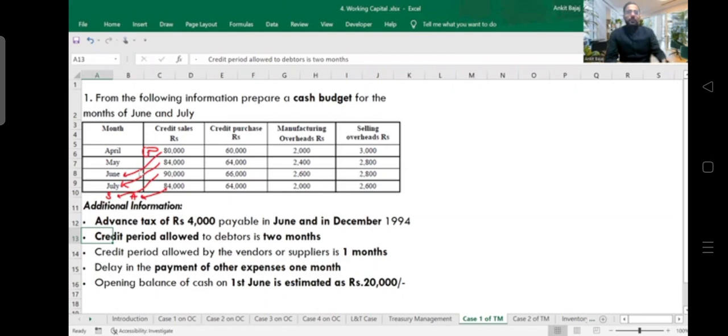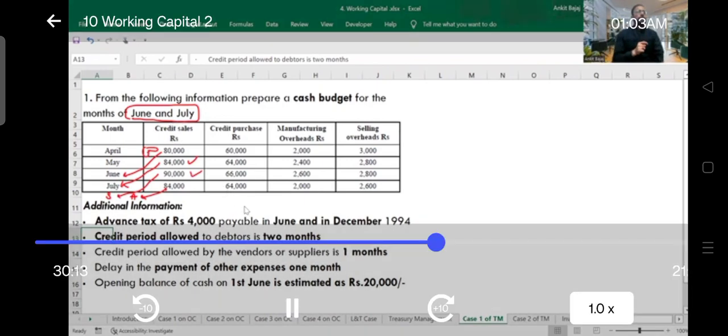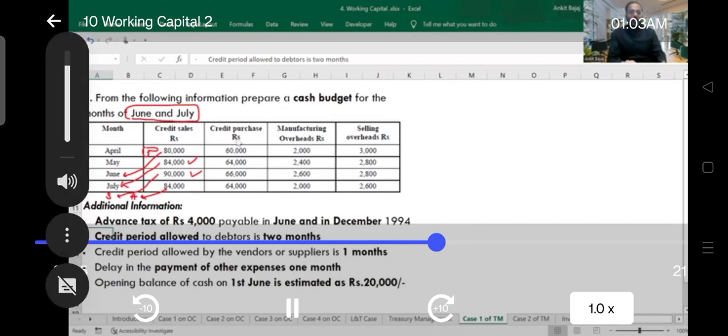So what we have to do is prepare the budget for the month of June and July. So you will be receiving 84,000 and 90,000 in the month of June and July. There will be a cash inflow of 84,000 and 90,000 in the months of June and July. Is this concept clear? समझ में आया? चलो.